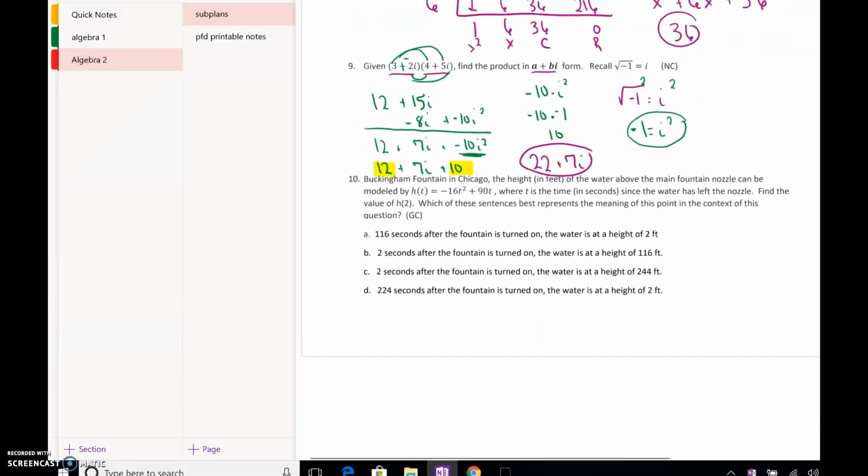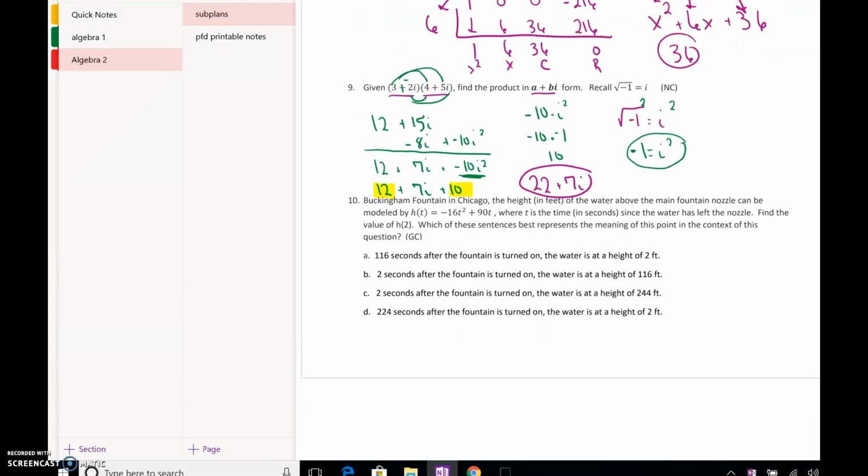So Buckingham Fountain in Chicago. The height in feet of the water above the main fountain nozzle can be modeled by this equation over here. And t is the time in seconds since the water left the nozzle, and so h is the height, and so find the value of h of t. So what I'm going to do is go to my problem and just see when h is 2 and what my answer is. So if you notice here, you can actually use the graphing calculator if you want. If you don't want to use the graphing calculator, then I'll show you another way you could do this.